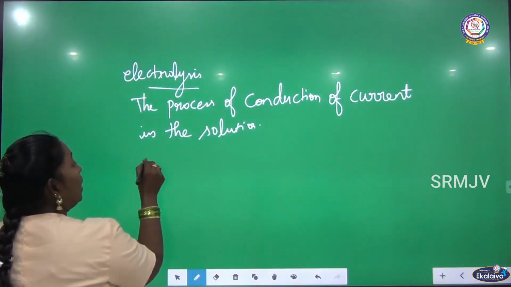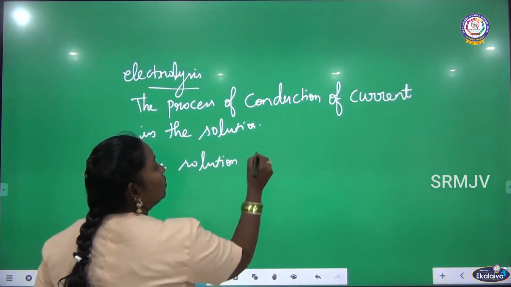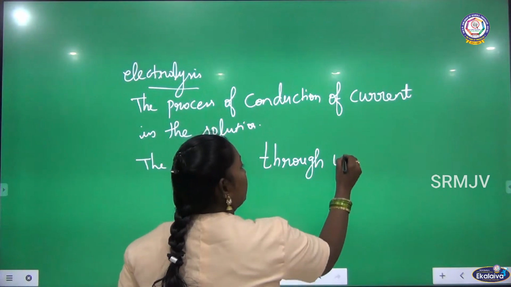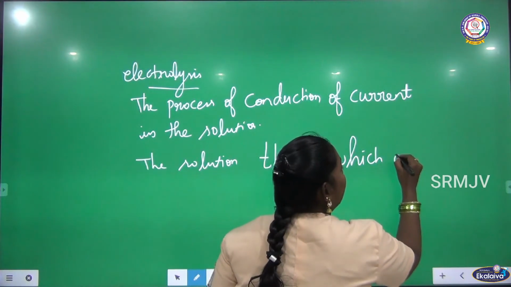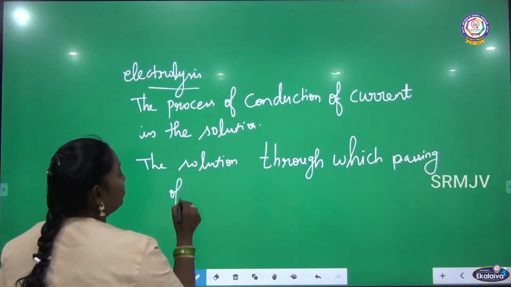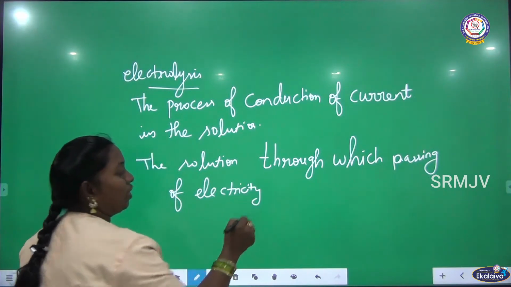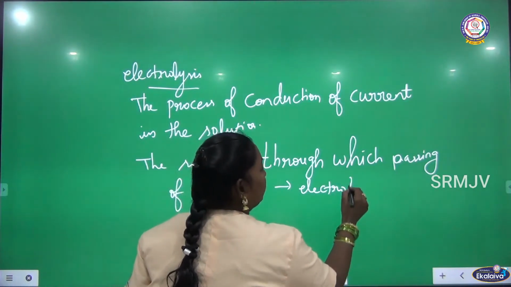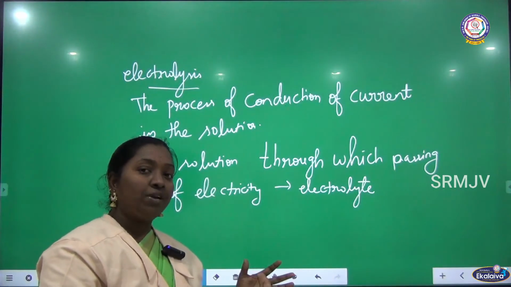Now the solution through which passing of electricity or electric current happens, you can call it the electrolyte. So this is how electrolysis and electrolyte work, and based on this electroplating takes place.